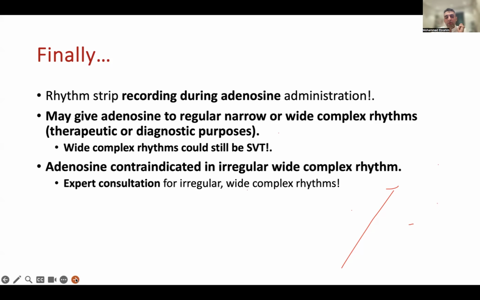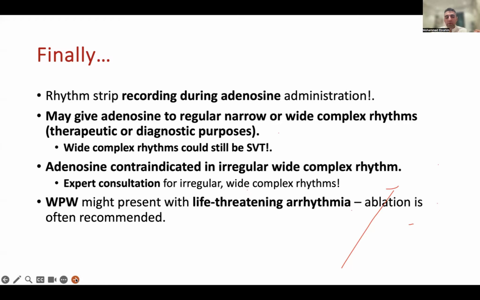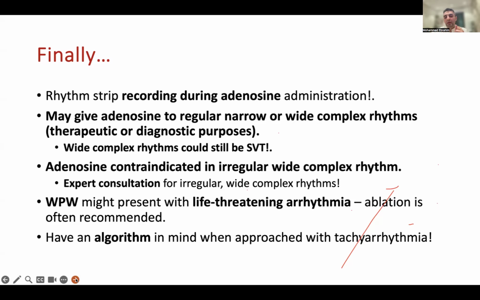Adenosine is contraindicated in irregular wide complex rhythms, and such irregular wide complex rhythms are usually complex, and experts should be involved. WPW might present with life-threatening arrhythmias, or the patient might be at risk of life-threatening arrhythmia, and hence ablation is often recommended. In general, you want to have an algorithm in your mind for how to differentiate between different SVTs and narrow your differential, so that you're able to appropriately treat the patient. I think there's a question in the chat that we addressed already.